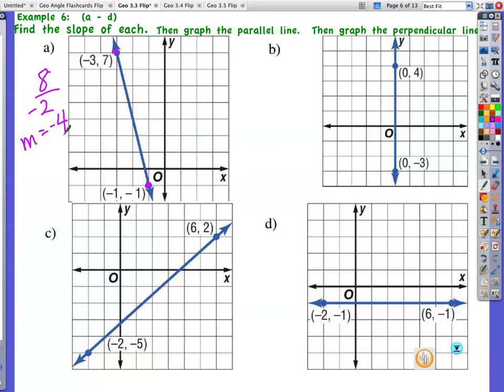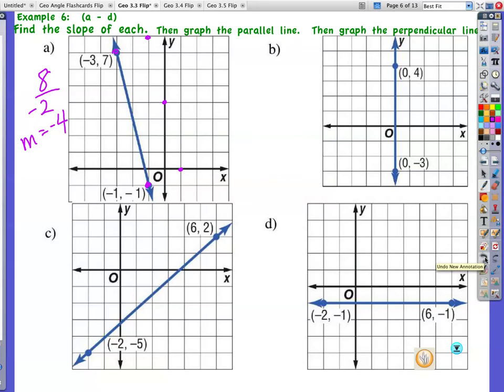Okay, and I'm going to pick any point on here, and basically I will do the same thing. I will rise -4, and then I will run 1. Okay, and then if I go rise +4, run -1, I will end up with my parallel line.